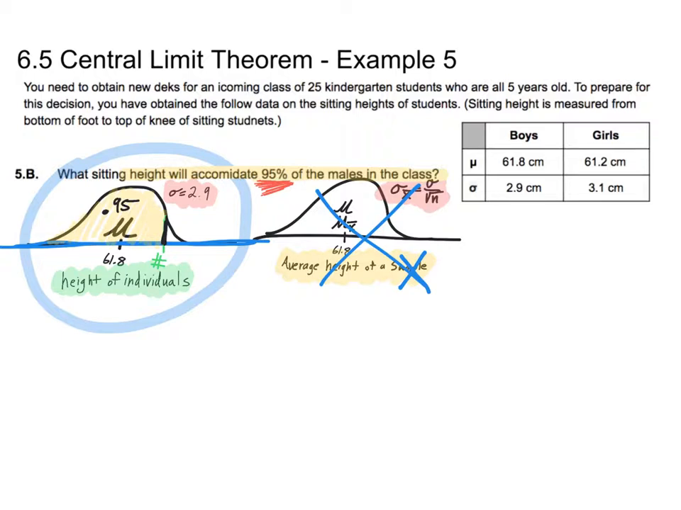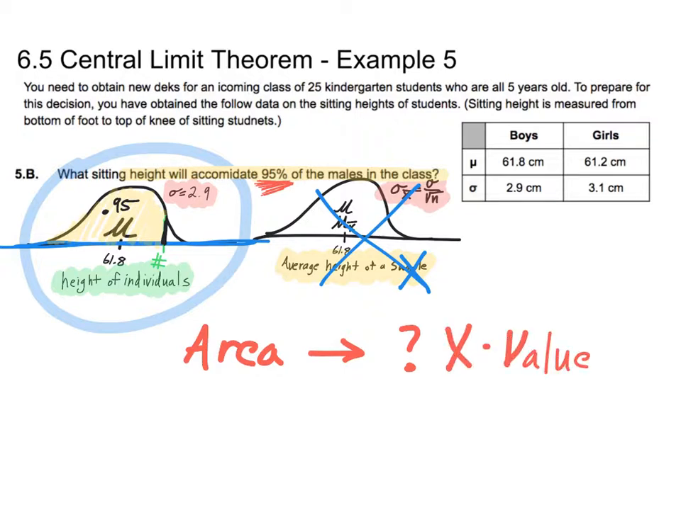So what I've got here is a situation where I've been given the area. I know the area, but I don't know the x value, the data value. Luckily, we have a function in our calculator, inverse norm, that will do this exact thing. It will take an area, and with that area we have to define a mean and a standard deviation, but then it's going to give us a data value. That's what inverse norm does.